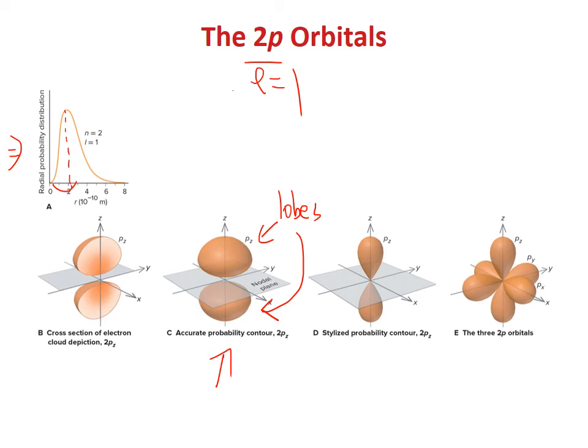For this particular orbital, the highest probability density of the electron is along z direction and the negative z direction. And that's why this orbital is called 2pz. Also notice that there's no probability to find the electron on this plane. Here is the xy plane, so no electron probability along this plane. So this is called a nodal plane.